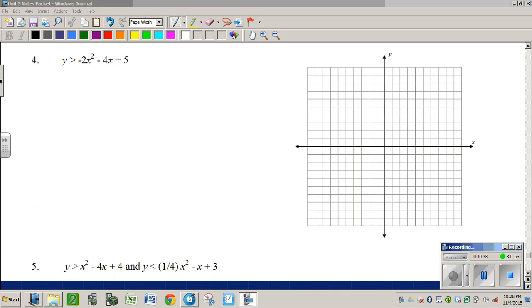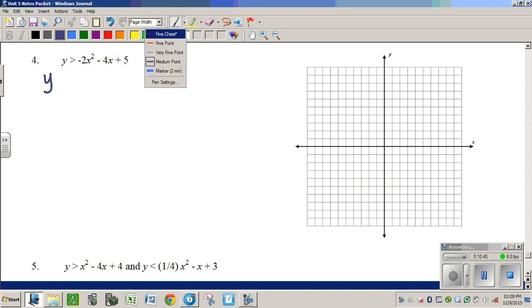Alright, for number 4, we have negative 2x squared minus 4x plus 5. So I know that my y-intercept is what? Good. See, you guys are doing awesome with this. You remember all this information. It all comes back to you.